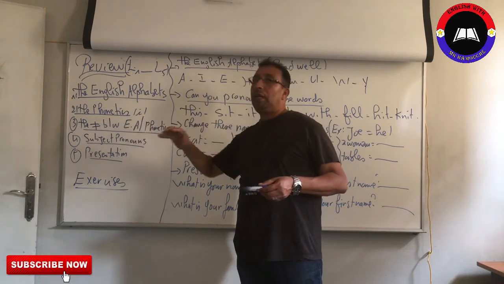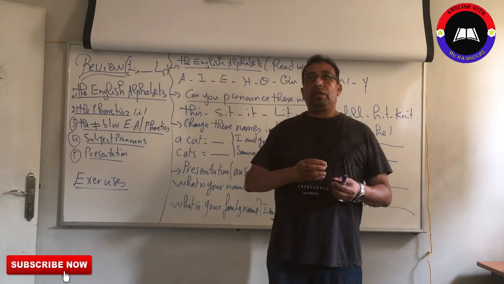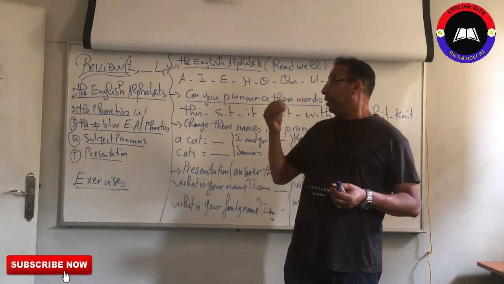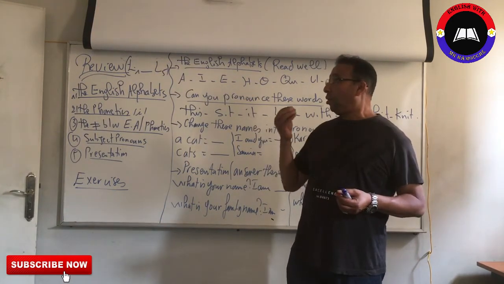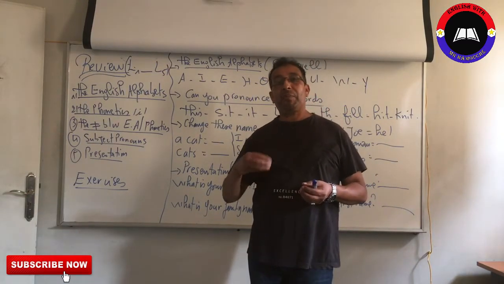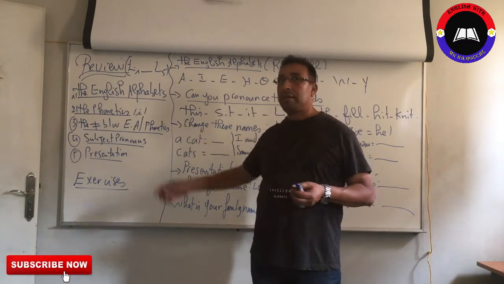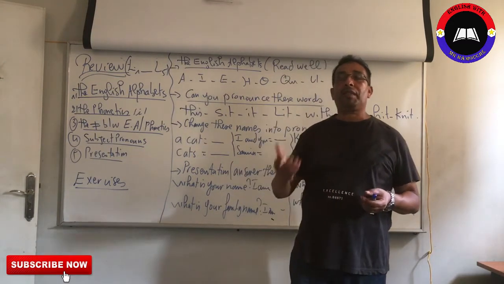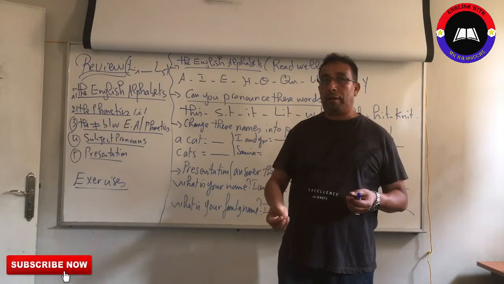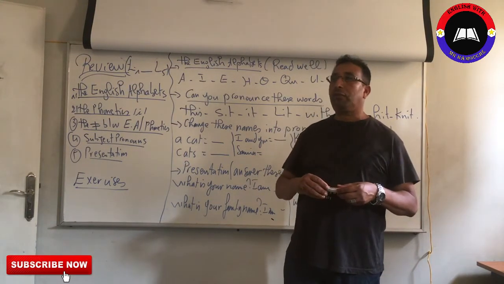After that we gave an explanation of the difference between the English alphabet and the phonetics. So we saw that the English alphabet helps us or enables us to write well, and the phonetics helps us to pronounce well. So this is the difference between the English alphabet and the phonetics.